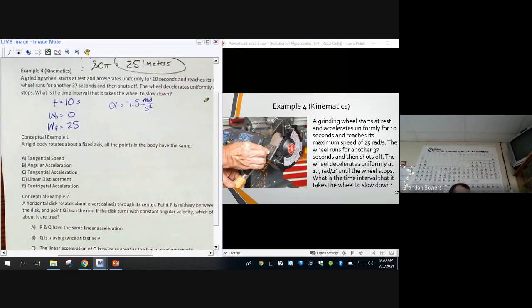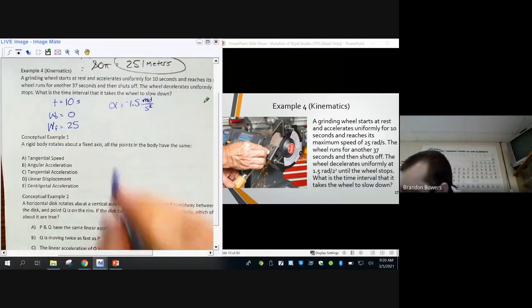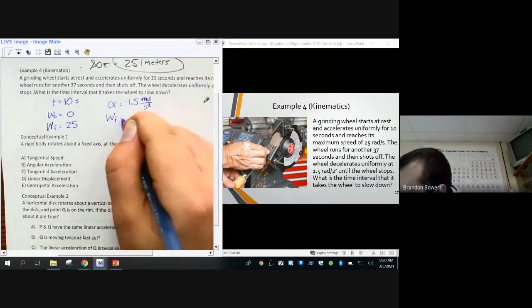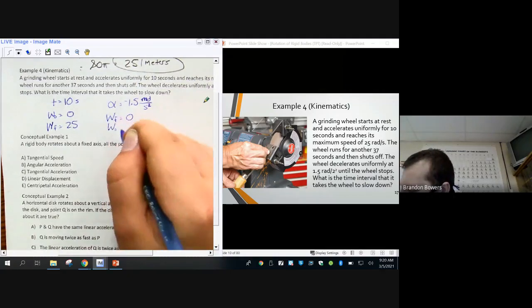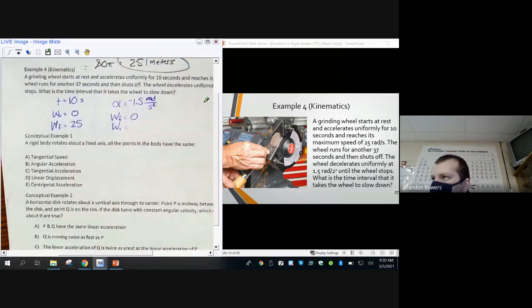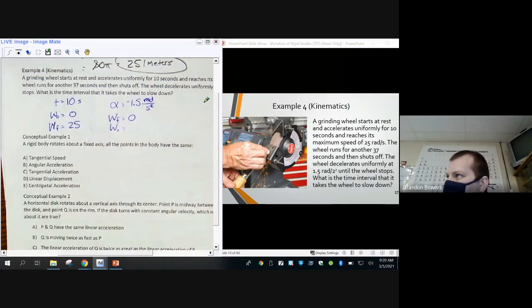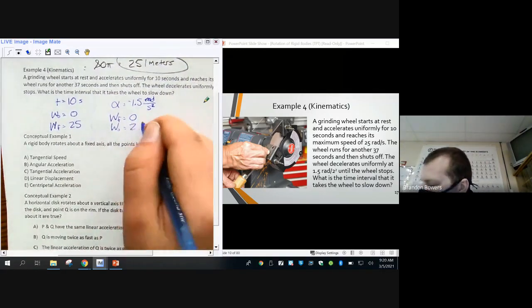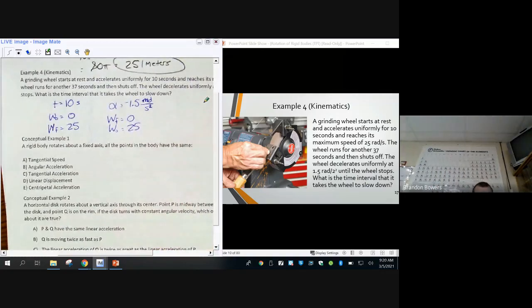We know what my final is going to be. It's eventually going to go down to 0. We like zeros. And we actually know what my initial, when it starts to slow down, is going to be. What's that going to be? 25. Holy smokes. So we're doing pretty good so far. We got a lot of information.